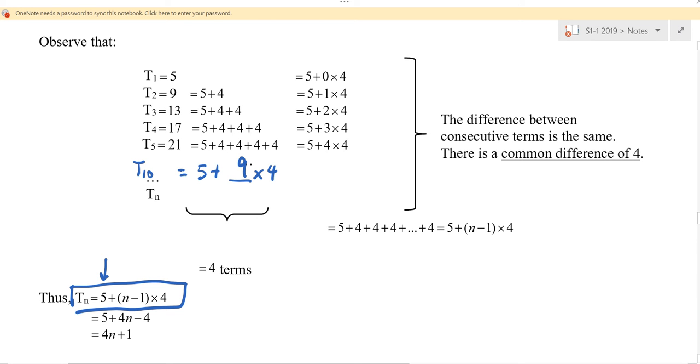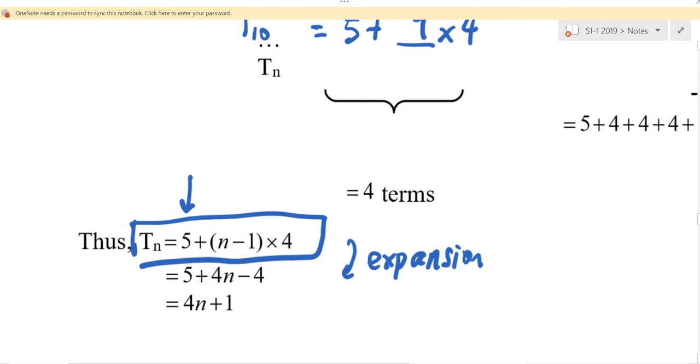Then after that, what do I do? I will do expansion. Expansion means 4 times n, I will get 4n. 4 times 1, I will get minus 4. After that, I simplify, so all the numbers group together. 5 minus 4 is 1, and 4n. And now we have learned how to find number patterns of common difference.